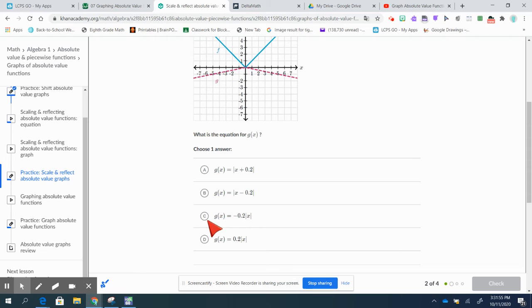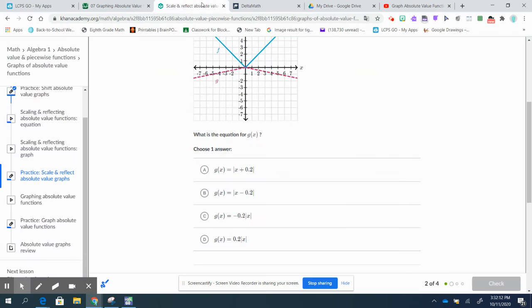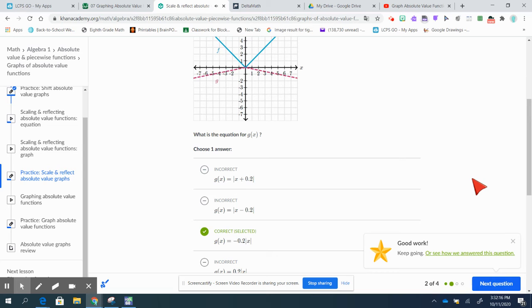Now we have choices C or D. We have a negative 0.2 and a positive 0.2 for our slope. We can see that our graph is now facing down, so that means, again, we have a negative, that our graph is going to open down. So we can go ahead and choose C and check our answer, and we got it right.